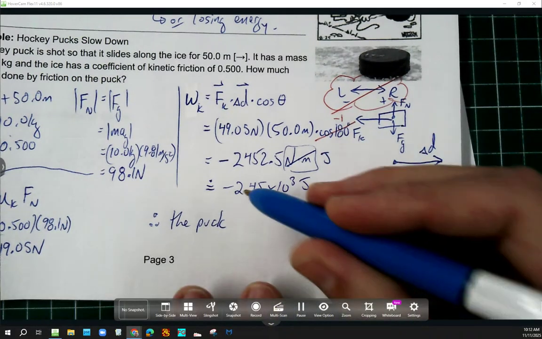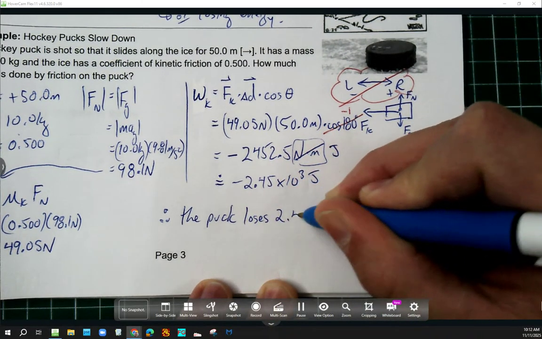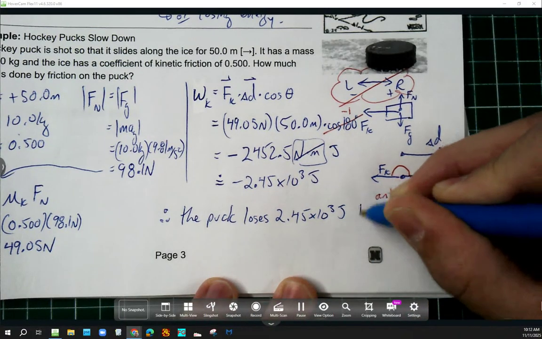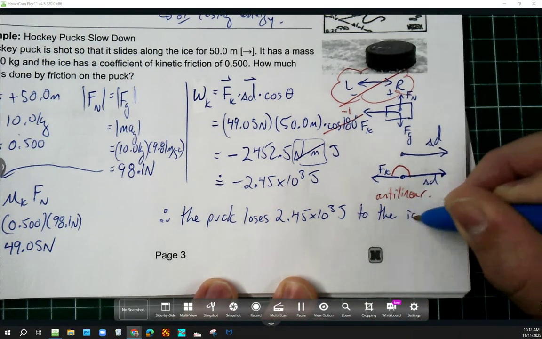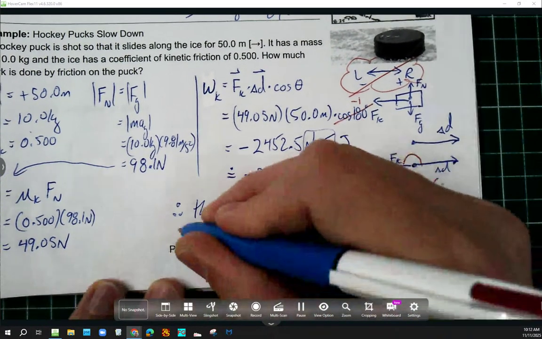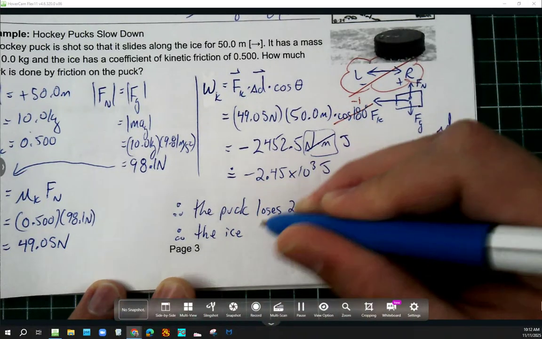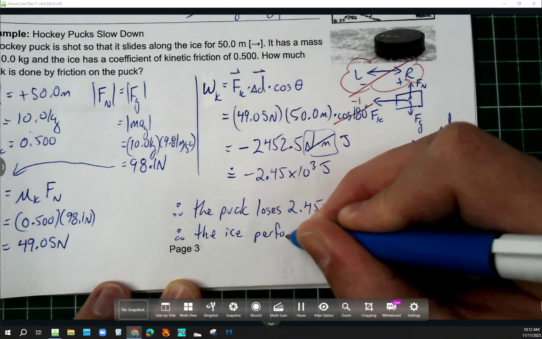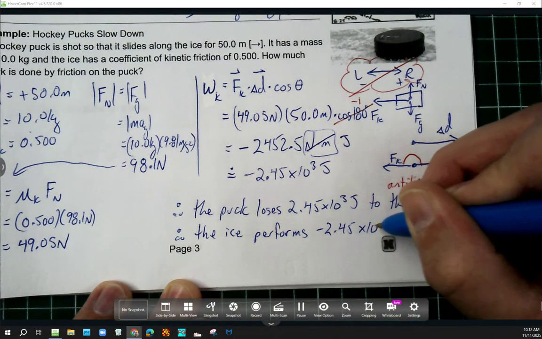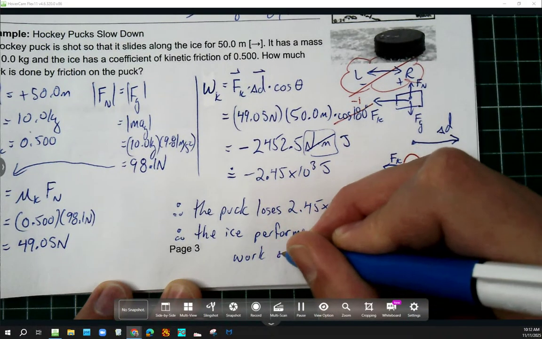All right, so we've got the puck loses 2.45 times 10 to the power of 3 joules to the ice. Alternatively, somebody could have said, therefore, the ice performs negative 2.45 times 10 to the power of 3 joules of work on the puck.